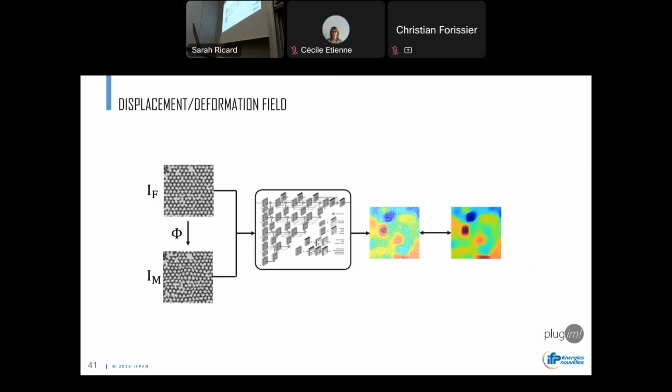For instance, an image and a deformation of that image, or if it's a video, you use an image at time t and a second image at time t+1. You use a CNN and you train the CNN to estimate a displacement field. Here I just show one image, but it's also two images. You have the components in X and Y of your displacement.